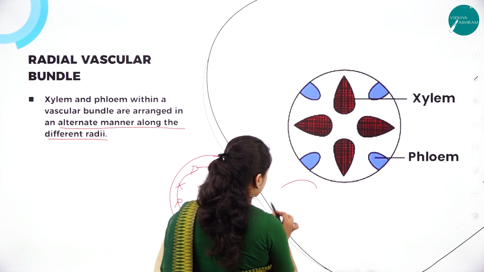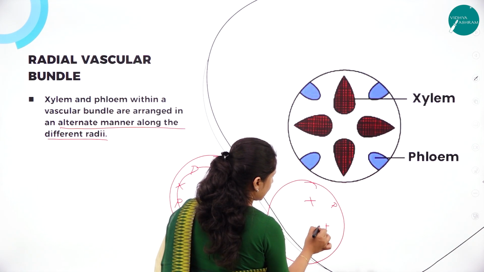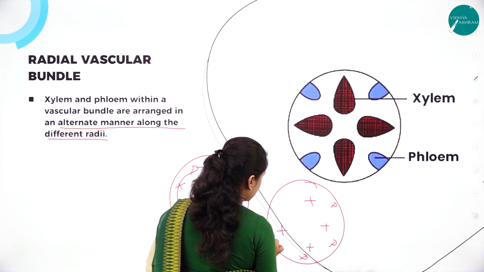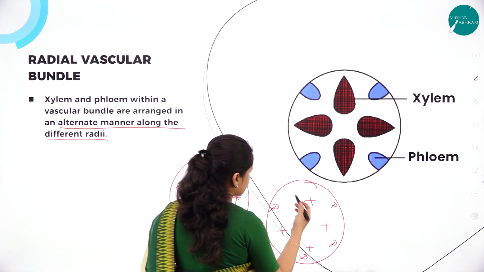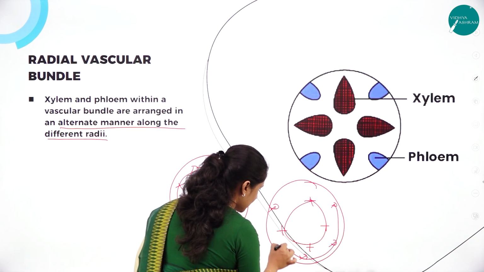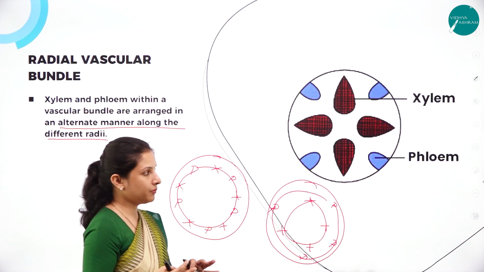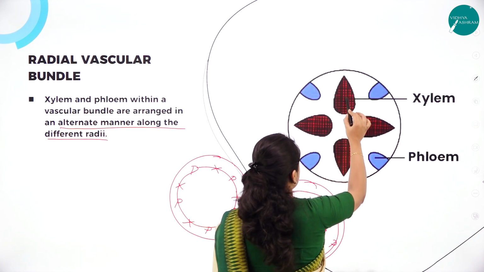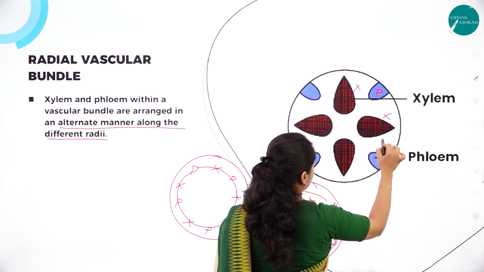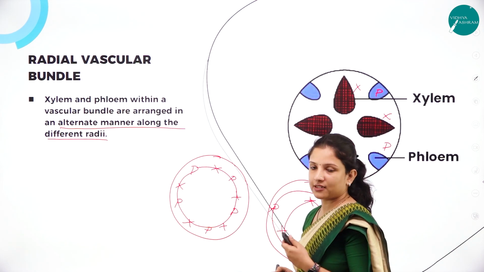Can you see here? For example, I just draw it like this. If xylem is here, phloem will be here. Xylem, phloem, xylem, phloem. It's xylem, then again phloem. So it will be like this. It's not that xylem is on one radius and phloem is on the same radius. It's not on the same radii. So that is the radial vascular bundle. If you can see here, we have a patch of xylem, then phloem, then again xylem, phloem, like this arrangement will be there. So that is the radial vascular bundle.